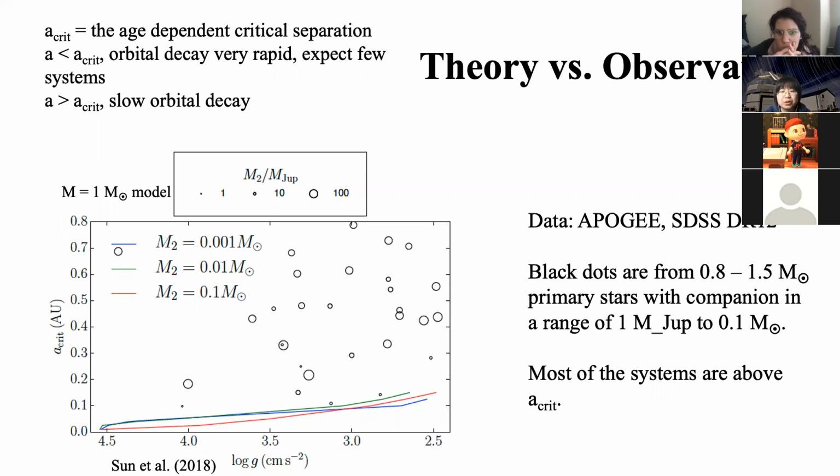All the APOGEE binaries containing a primary star around 1 solar mass are shown as open circles, and the size of the circles gives the observed companion masses. And we can see most of the APOGEE systems are above the a_crit line, so they are tidally stable, as we expected.